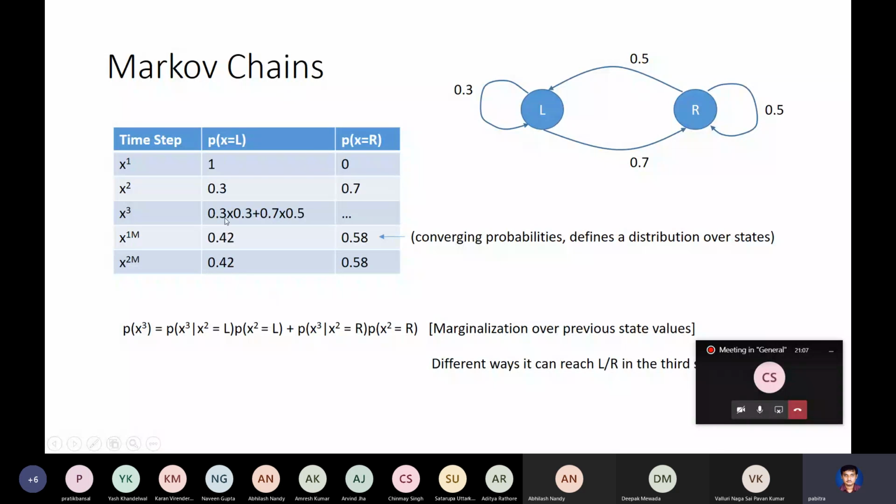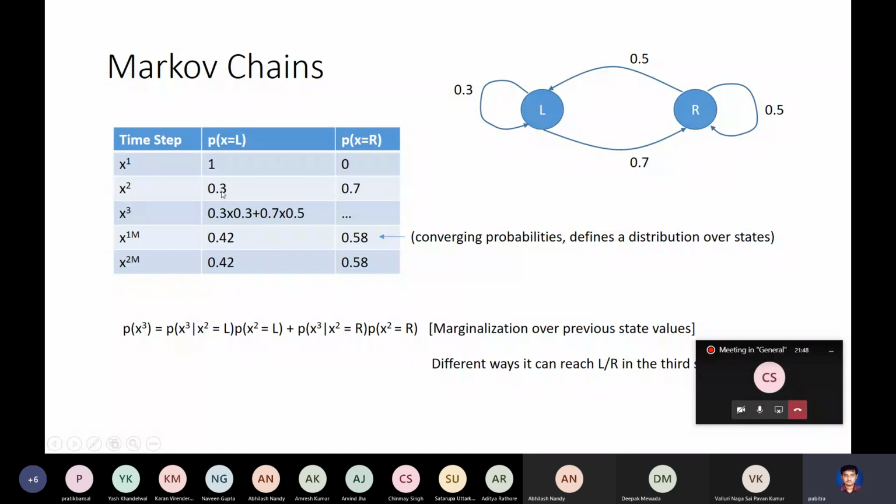But let's look at x3. That is interesting. The probability of it being in state L in x3 is defined by a marginalization process, where you find all the different ways you can be in state L from the previous state. In the previous state, you can be in state L itself and come back to L, which is given by the probability of x3 being L given x2 was also L, times the probability that in the previous state it was in L.